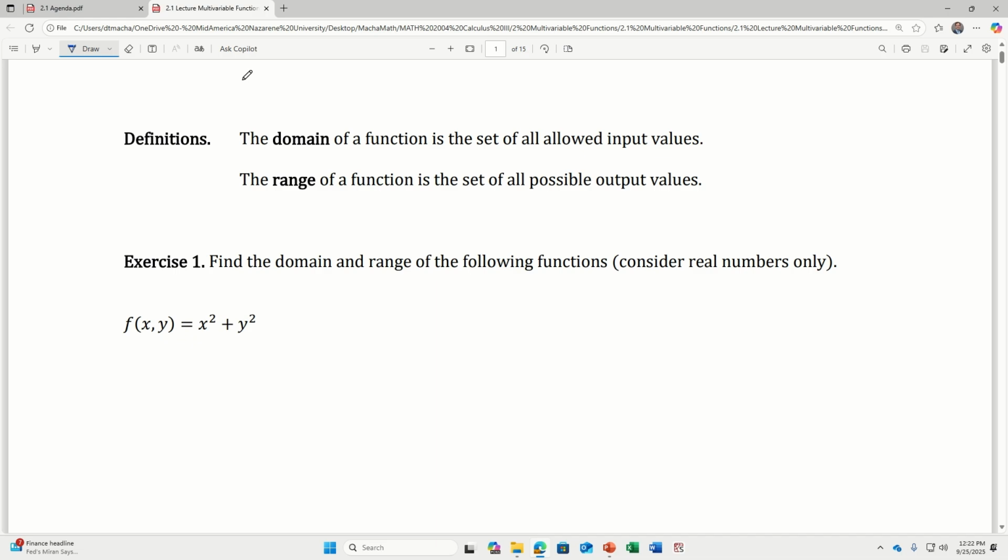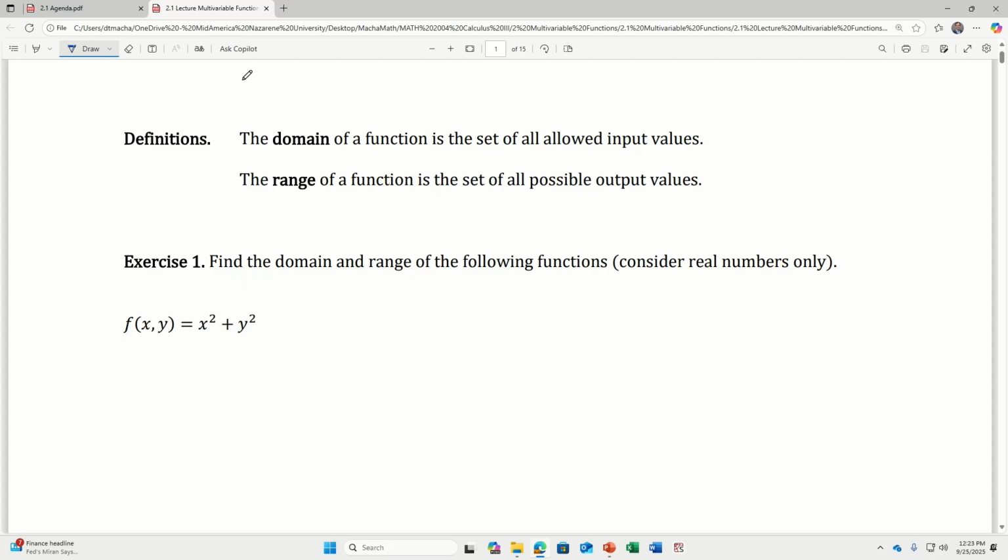We have more than one independent variable, but only one dependent variable. So this is an example. If I say f of x and y is equal to x squared plus y squared, I've got two independent variables, but there's only one dependent variable, f. Okay. We're going to do domain and range problems first.